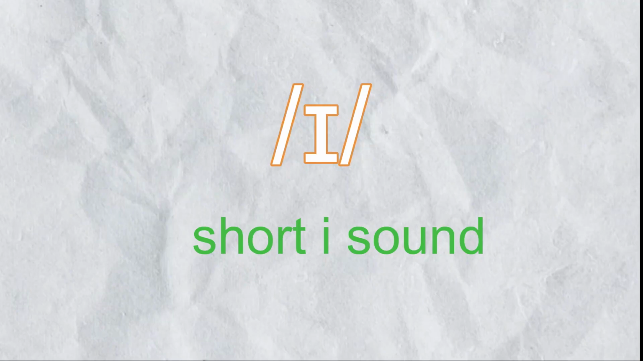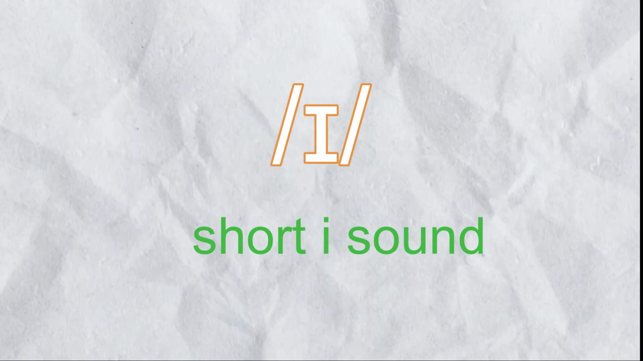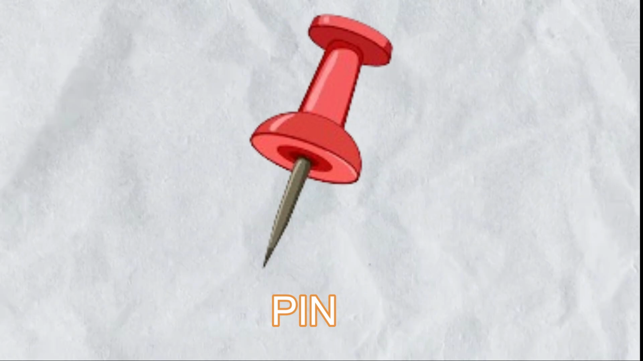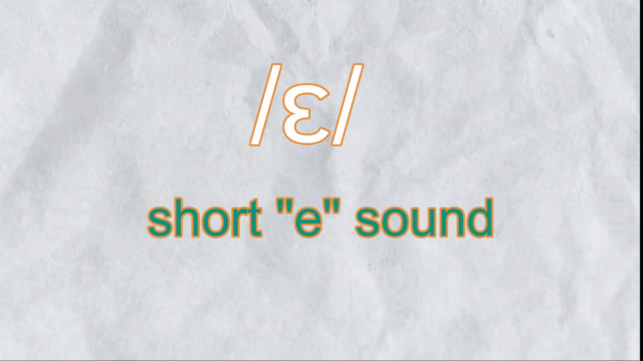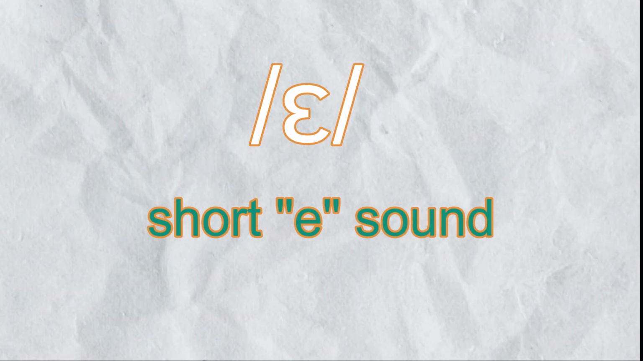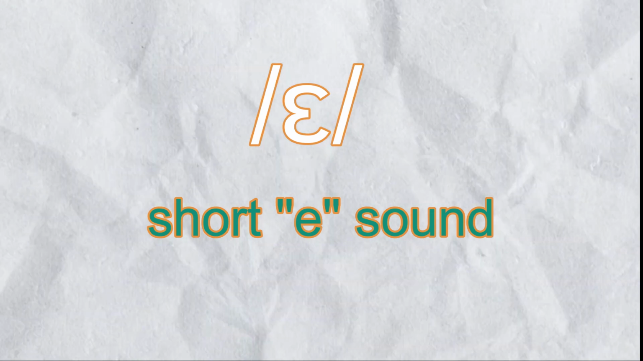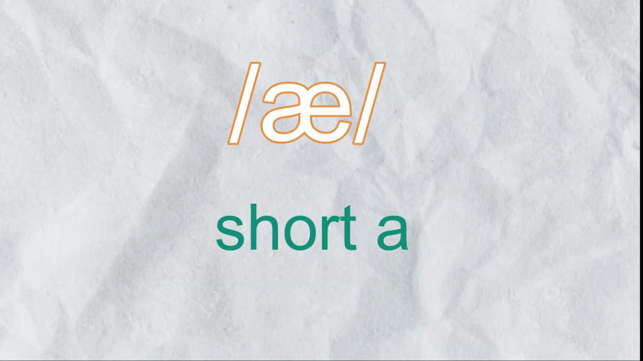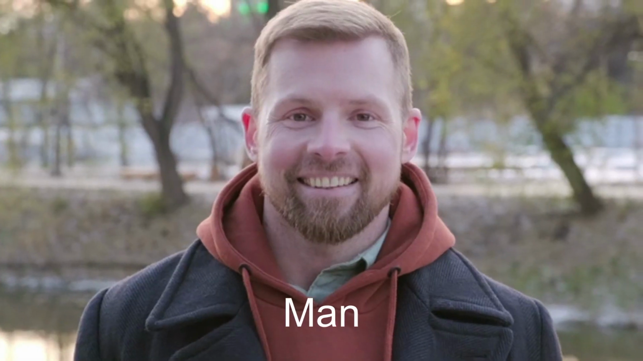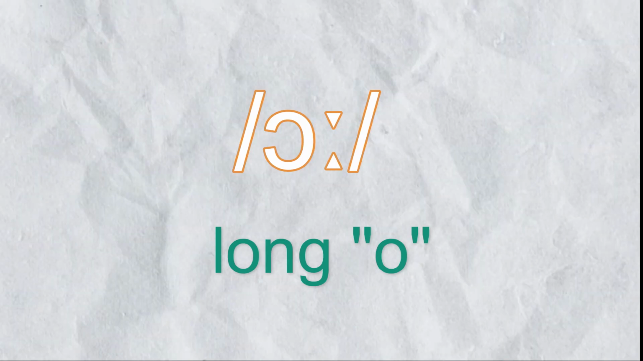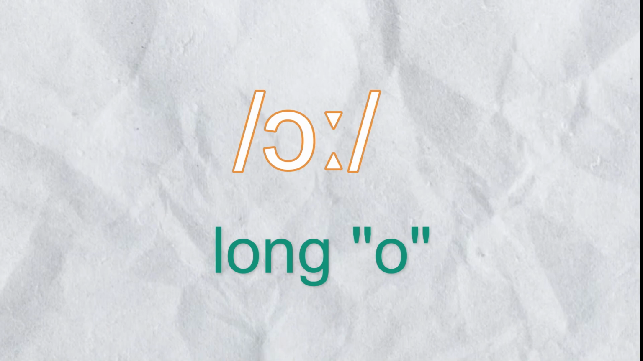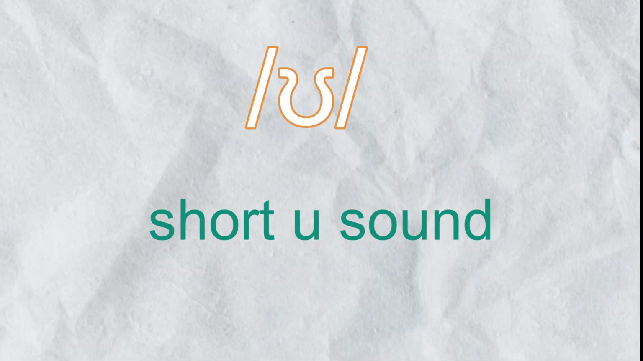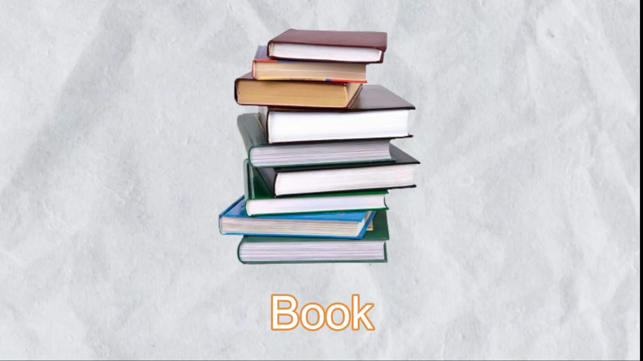Number 2 is the short E sound, and some words which have this sound are sit and pin. Number 3 is the short air sound, and some words as examples are red and pen. Then we have the short R sound, which is found in words like cat and man. Then we have the long O sound, which is found in words like dog and call. Next we have the short U sound, which is found in words like book and put.